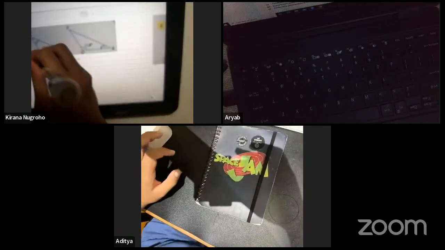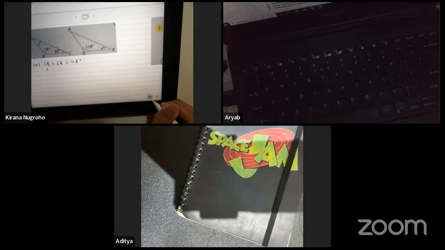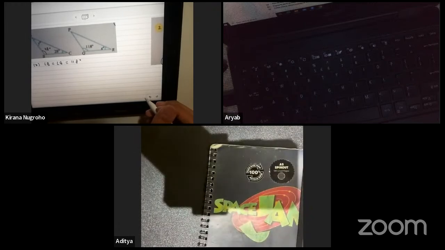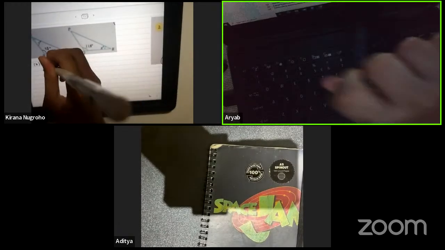Aryab, are you at page 8? Page 8 is the challenging one. It is challenging and it is not the normal thing, but even then, your question A should be doable for you. Even then. Let's see.